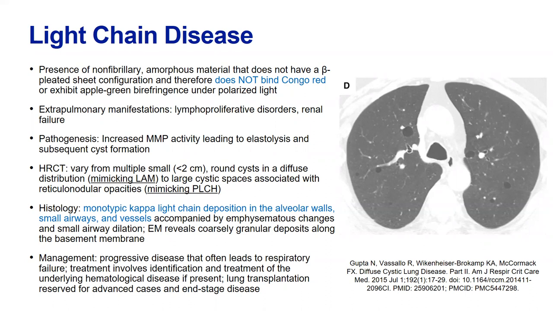In managing these patients, the big thing to remember is that whatever their underlying hematological disease is, that's what you're going to target. They do have a propensity to progress to respiratory failure. And if, given all of the available or indicated treatments, they continue to progress with decline in lung function, then you can refer them for transplant evaluation.